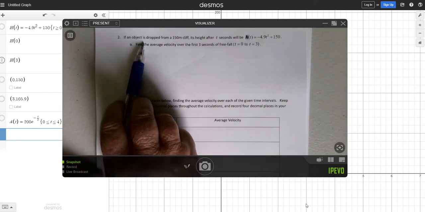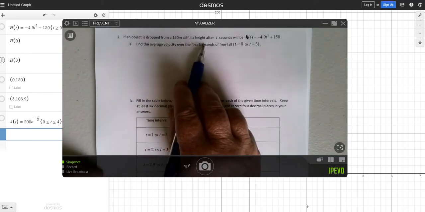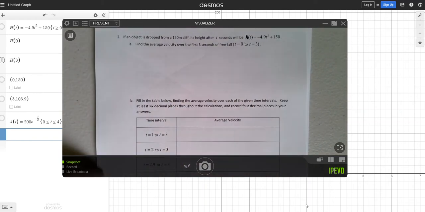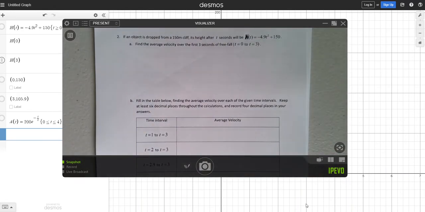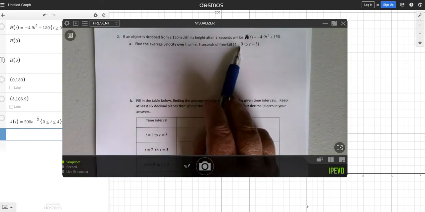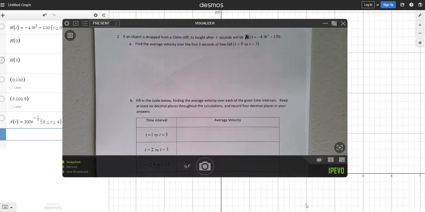It says an object is dropped from a 150-meter cliff, and the height after t seconds is given by this function h of t. I'm actually changing that to a capital H. You'll see why a little bit later. So H of t is negative 4.9 t squared plus 150. And the first question that we're asked is to find the average velocity over the first 3 seconds of free fall. That is between time 0, when the object was first dropped, and time 3. We won't be down on the ground yet, but that's where we're going to stop calculating our average velocity.